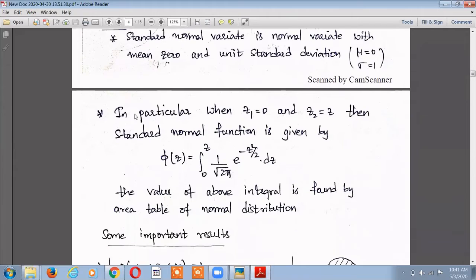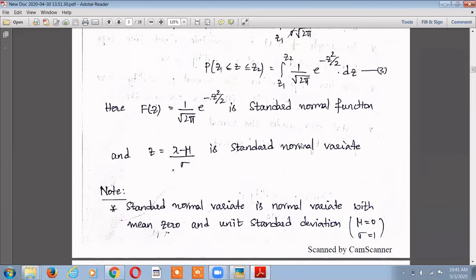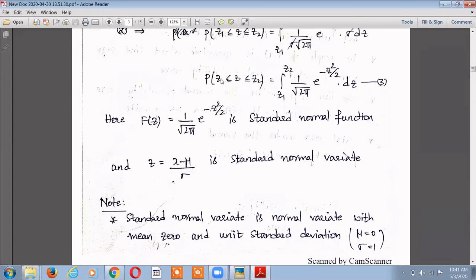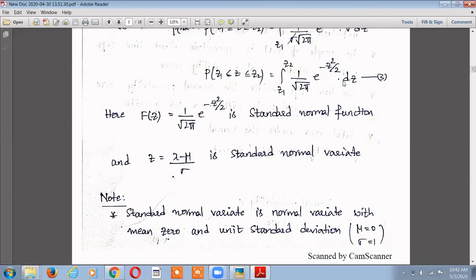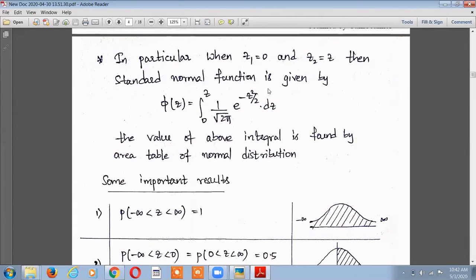The next one is, in particular, when z1 equal to 0 and z2 is equal to z, then the standard normal function is given by... So in equation 3, if I substitute z1 equal to 0 and z2 to be some standard normal variate z, then this is represented by pi of z here. So P of 0 less than z less than some standard normal variate z is represented as pi of z. So equation 3 becomes pi of z is equal to the integral from 0 to z of 1 by root 2 pi e to the power of minus z square by 2 into dz. Okay, so that is what note 2 speaks about.